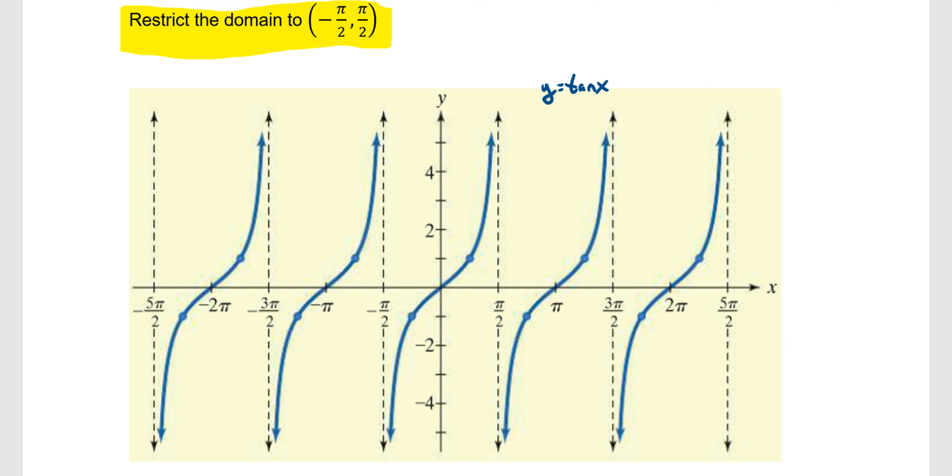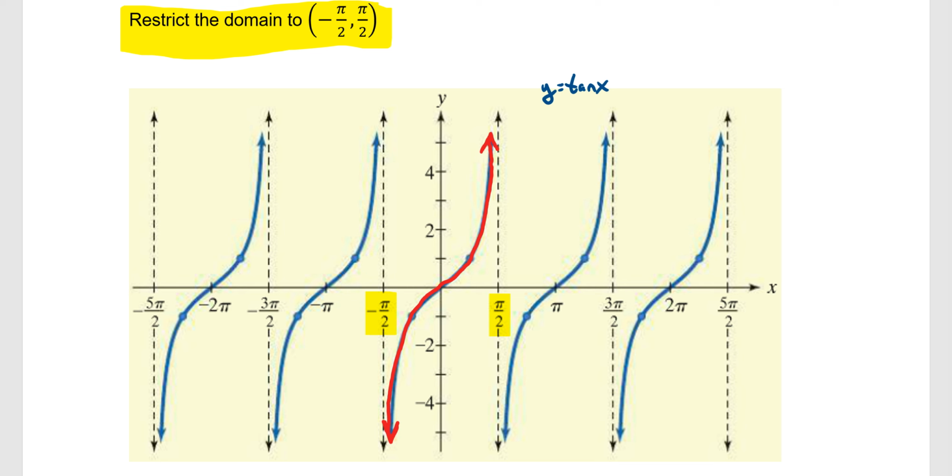So we're going to restrict the domain from negative pi over 2 to pi over 2. What's actually nice about this is it's almost the same as the restricted domain of sine, right? The only difference is that since tangent has vertical asymptotes at negative pi over 2 and pi over 2, we do not include those endpoints.